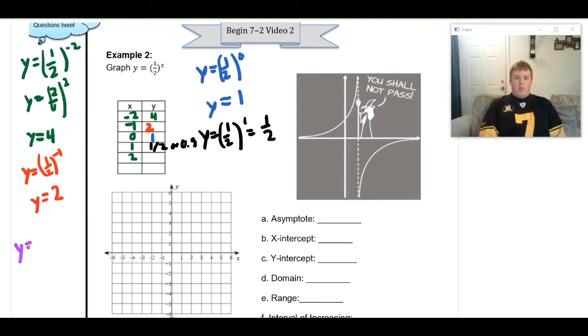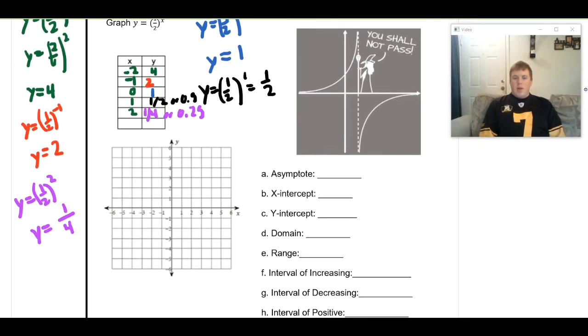So y equals 1/2 raised to the second power. Remember, with a fraction, you square both the top and the bottom. 1 squared is 1, 2 squared is 4, so we get 1/4, or 0.25. So what I'm going to do next is to go ahead and plot these points on my graph.